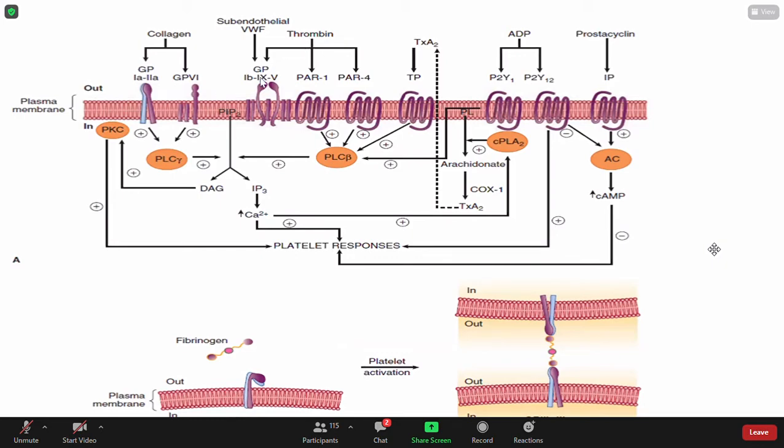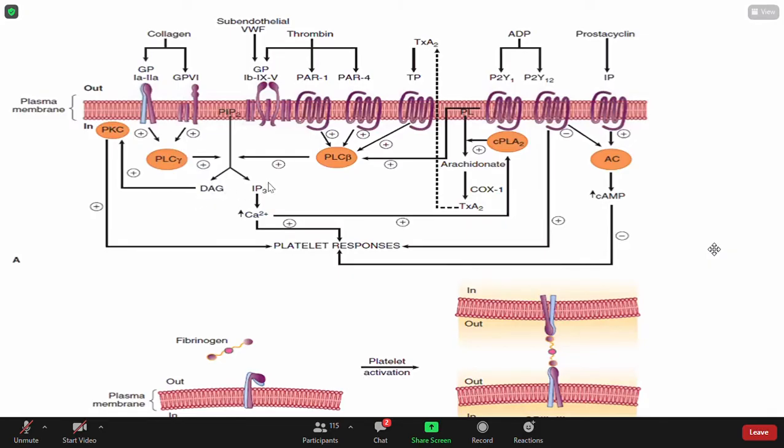Thrombin will bind to your glycoprotein 1B, 9, 5 and to your protease activating receptor 1 and your protease activating receptor 2 or receptor 4 to activate your phospholipase C beta, your PLCB. Yan. Si PLCB ang daming gamit na reaction. Okay? It degrades your phosphoinositol biphosphate from the plasma membrane of your platelet to your diacylglycerol and an inositol triphosphate.